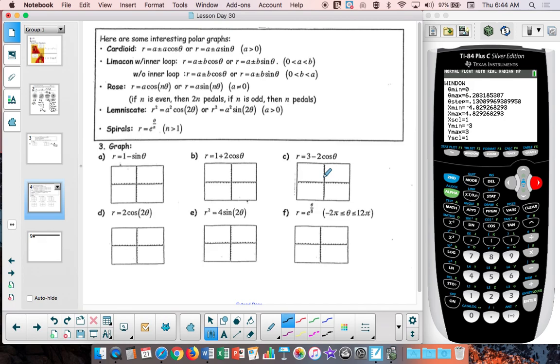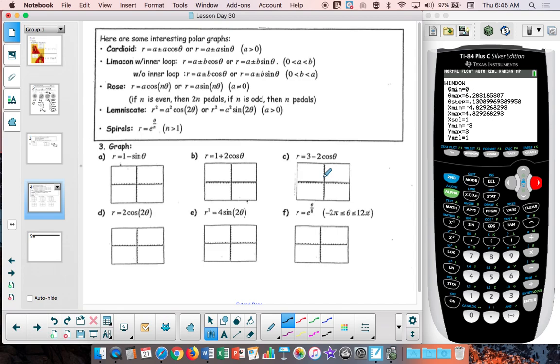Cardioids look like hearts, and we have some. So the cardioids are basically hearts, along with like circles. They kind of look like circles, but with like a little indent. We'll see one in a second.